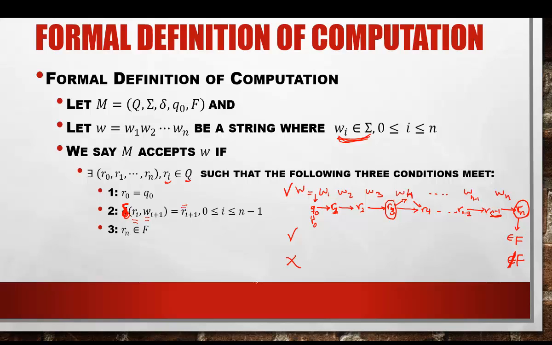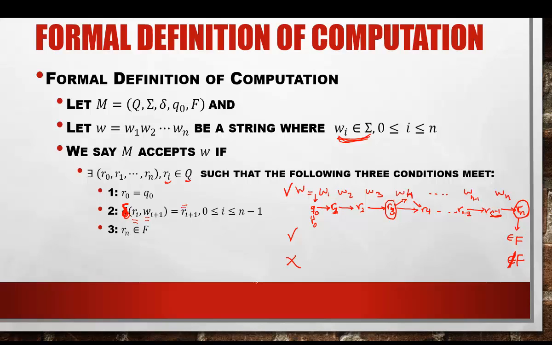It starts, it goes through a sequence of states, and at the end, after it sees the last symbol, it ends up in one state. And we say that the automaton accepts that sequence of symbols if that last state is a member of the accept state set. If it's not, then the automaton rejects the entire string altogether. So then again, the formal definition of computation goes something like that.